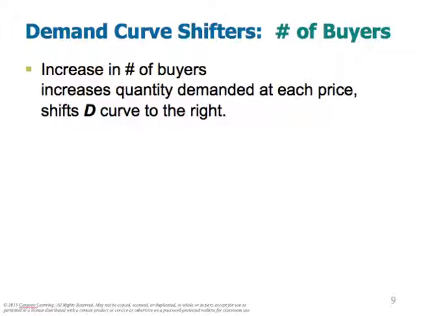So let's start with the number of buyers. The number of buyers is one of the demand curve shifters. When there is an increase in the number of buyers, we also see there is an increase in quantity demanded at each price. So when the quantity demanded at each price changes, the whole demand curve shifts outward.